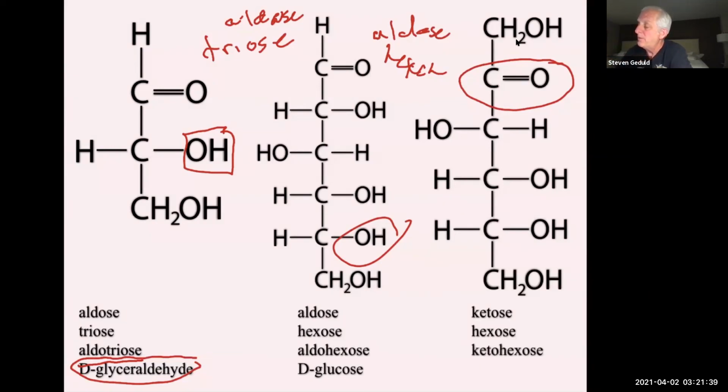Okay, and these names tell you what the sugar is. Ketohexose means it's a ketone group and it's 6 carbons. Aldohexose means there's an aldehyde group and there's 6 carbons. Aldotriose means there's an aldehyde group and there's 3 carbons. And this happens to be D-fructose.